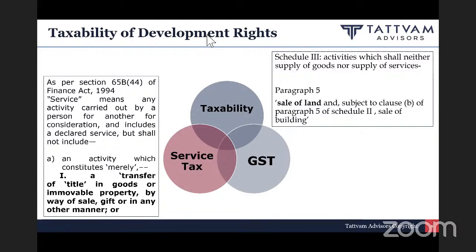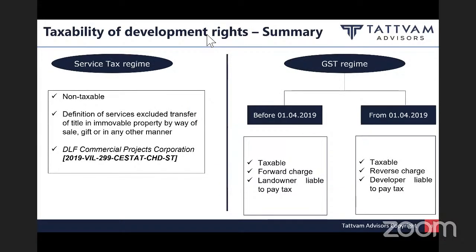So what is excluded in the GST regime is sale of land, whereas what was excluded in the pre-GST regime was transfer of title in immovable property by way of sale. There the words used were transfer of title in immovable property, and immovable property can be tangible or intangible, whereas the words used now are sale of land. So whenever a landowner is transferring development rights to the developer, is he selling land to the developer? Is it a sale of land?